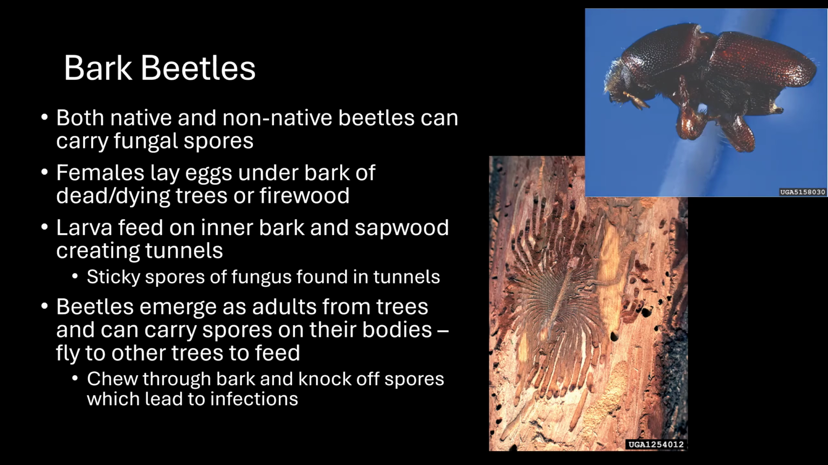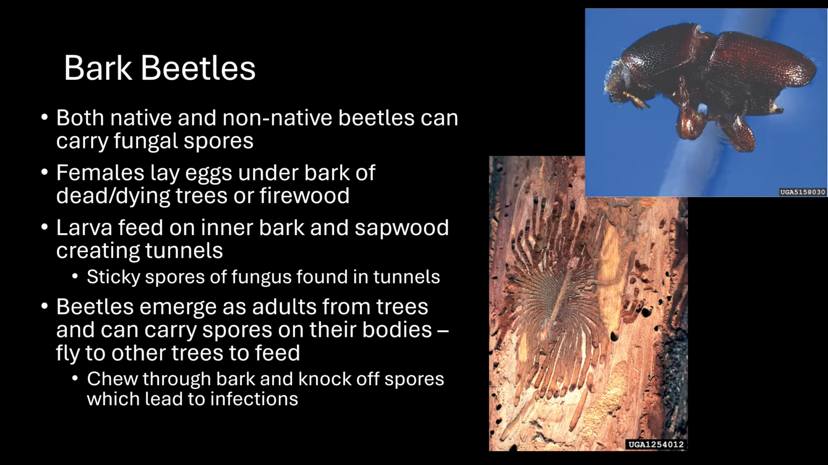What happens is the adult female beetles are going to lay eggs under the bark of the tree. Usually it's a decaying or dying part, or if there's an open wound or bark's been removed, that's where they're going to take advantage and lay their eggs.